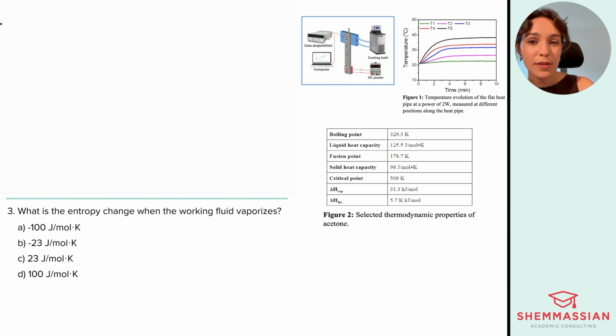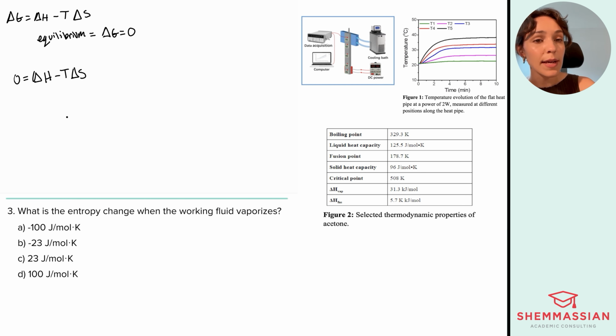So to solve this one, we're going to start with the Gibbs free energy equation, delta G equals delta H minus T delta S. During a phase change, such as boiling, the system is at equilibrium, so delta G is just 0. So we can simplify this equation to 0 equals delta H minus T delta S. And then rearranging that, we get delta S equals delta H divided by T. So now we just need to plug in the values. And from the figure associated with the question, we're told that the enthalpy of vaporization is 31.3 kilojoules per mole, and the boiling point temperature is 329.3 Kelvin.